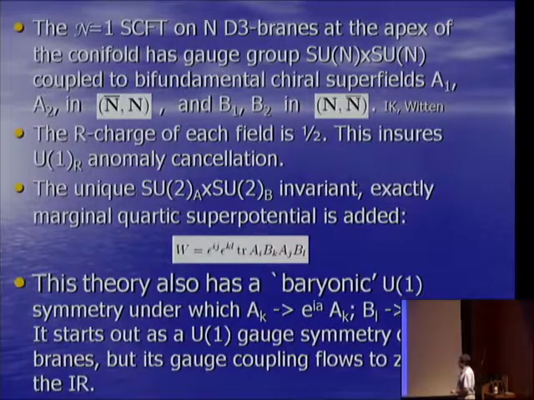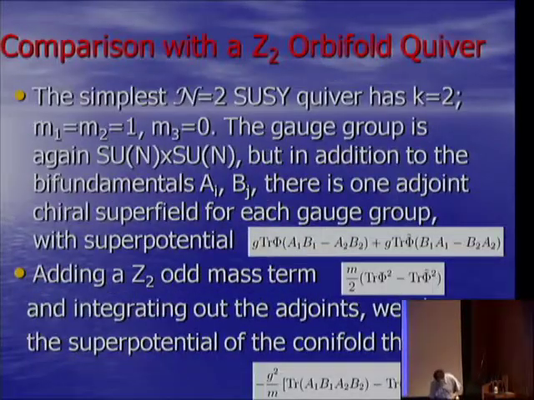So to assign R charge 2, which is the conformal value, to the superpotential, we have to assign to A and B R charge 1/2. And then this actually ensures that the U(1)_R anomaly cancels, which is a simple computation. So another way to see why you need this quartic superpotential is to compare it with the N=2 supersymmetric Z2 orbifold of the type that you can get from the first part of my talk.